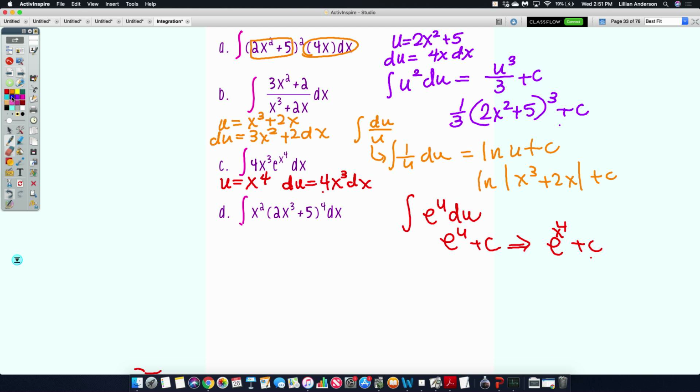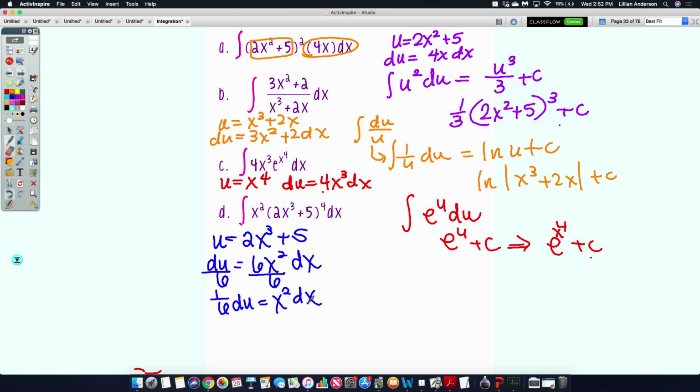Okay? What about the last one? What are you going to make u? 2x squared plus 5. What's the derivative of this? 6x squared. Now, if you look, there is no 6 in front of that x squared. It's just an x squared. So we're gonna multiply by 6, right? Not multiply. You divide by 6. So now when you go to plug everything in, instead of just writing a du, you're going to write a 1/6.